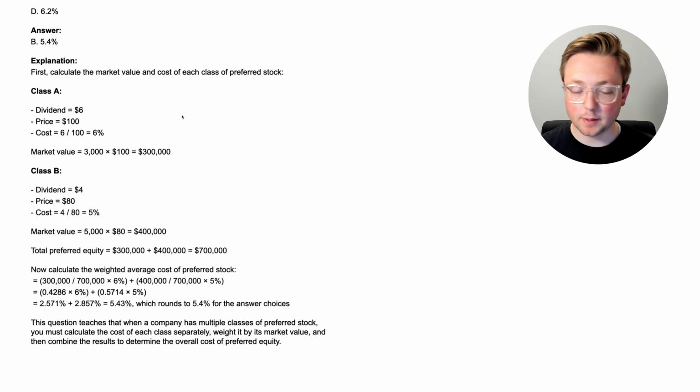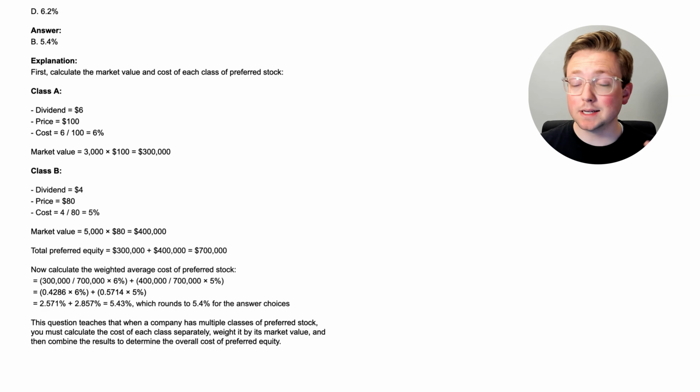So again, just to make sure that's clear, for each dividend separately, we figured out the cost by taking the dividend amount divided by the price. And then we also took the market value of each of them by taking the amount of shares multiplied by the selling price. And then we were able to use that to figure out the weighted average cost of the preferred stock in total. And again, it was 5.4% there.